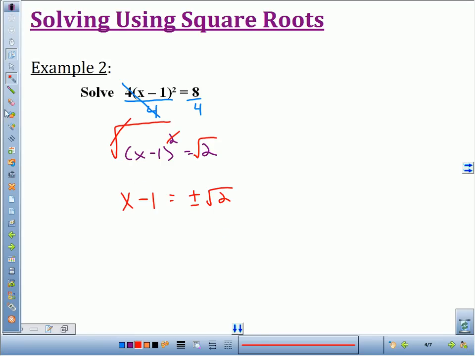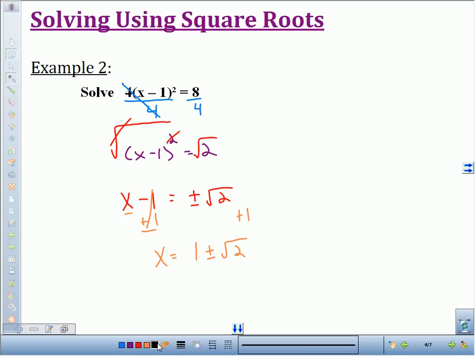Remember that plus or minus symbol has to be there. That is a required part of the answer. And this is where it should be put in. After you take the square root and done any simplifying that you can do, there should be plus or minus the square root of whatever. And in this case, 2. Now I want to get x by itself. I'm still trying to do that. So I add 1 to both sides. That gives me x on one side and 1 plus or minus the square root of 2.